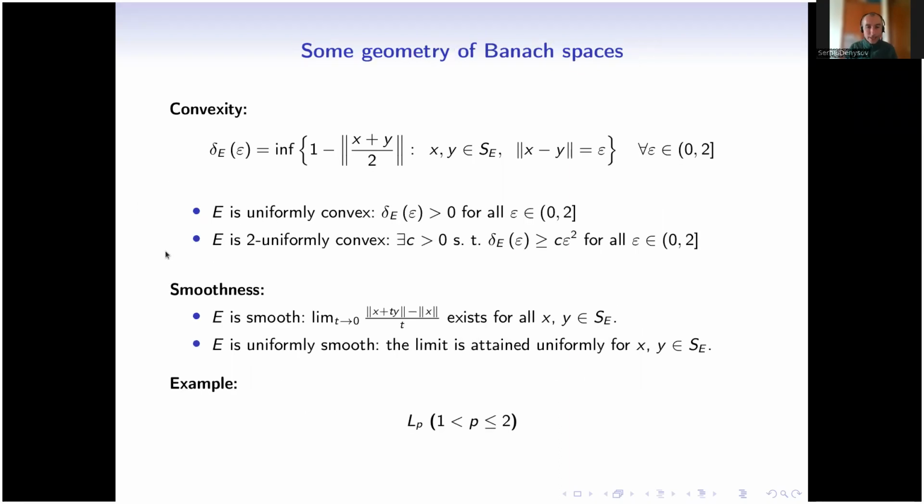To get our theoretical results, we need some facts from Banach spaces geometry. First, we need convexity, or to be specific, we need 2-uniform convexity as defined here, and we need uniform smoothness, again as defined here. Examples of spaces with such properties are well-known spaces L_p with p from 1 to 2.